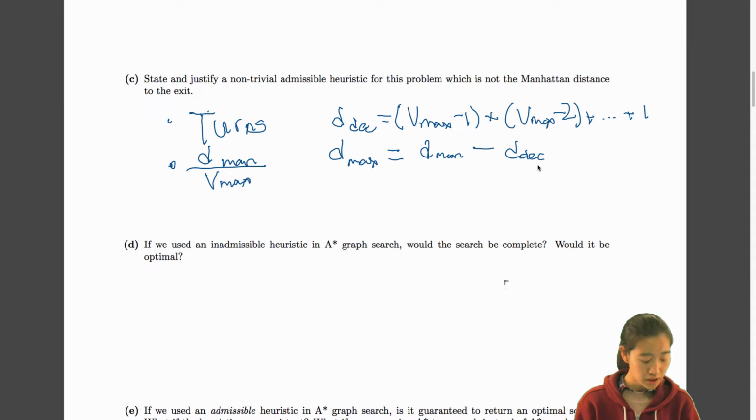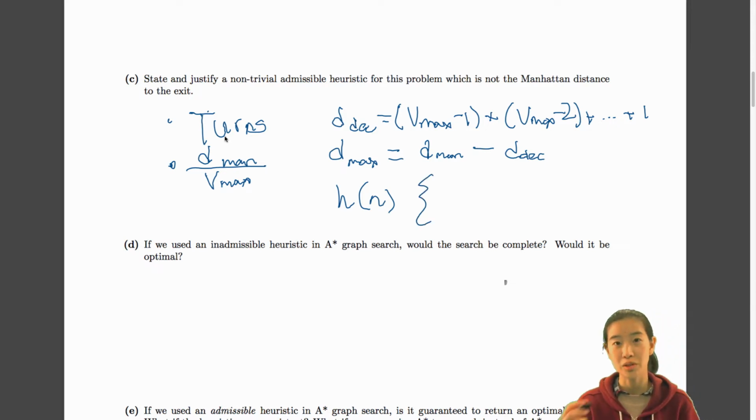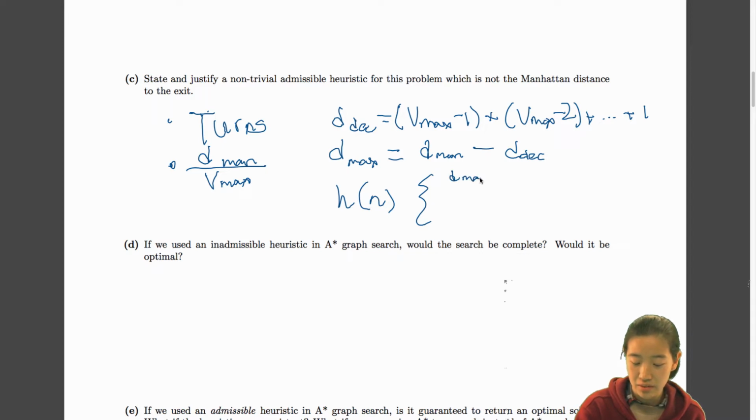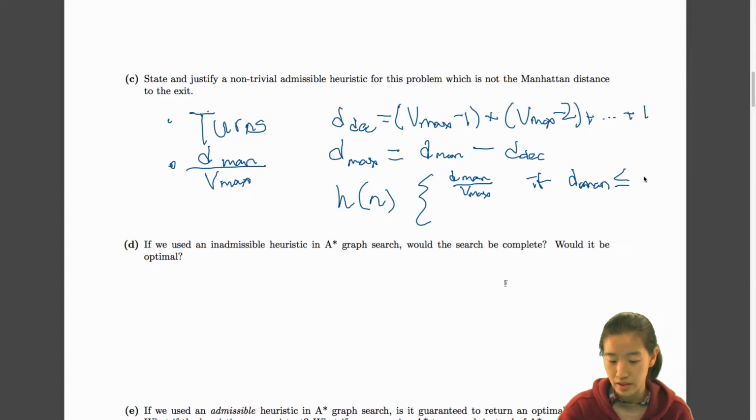So our heuristic then becomes, we have a situation where if it's not far enough, then we're just going to keep it at the Manhattan distance divided by Vmax. And this is if the Manhattan distance is less than or equal to the deceleration distance.